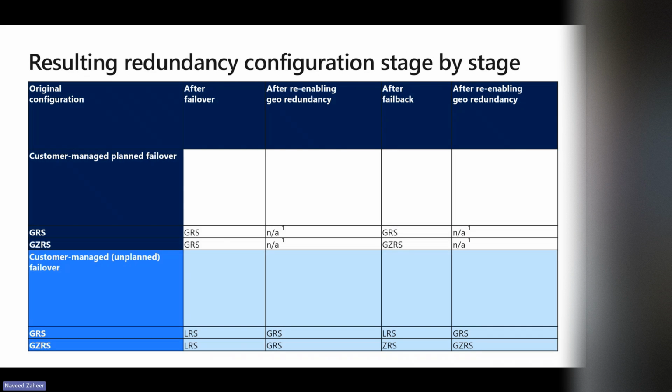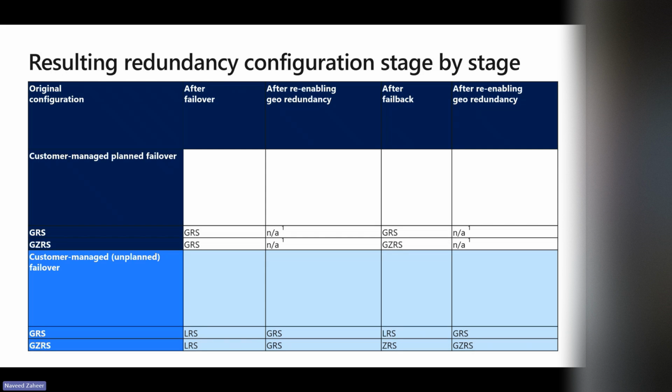Okay. So this is the stage by stage, just to explain. What happens is if you are doing an unplanned failover, your account after failover becomes LRS. And if you do a geo redundancy, it will become GRS. And of course, if you have a GZRS, same thing applies to it. So keep that in mind.